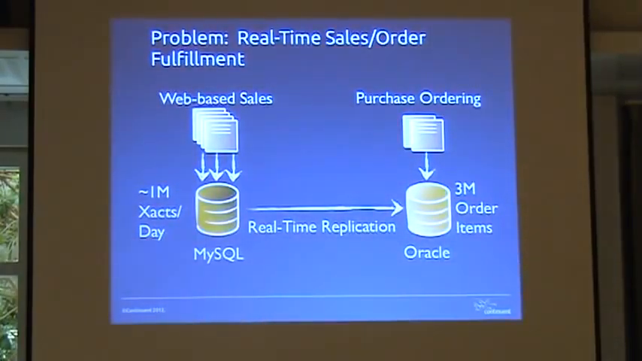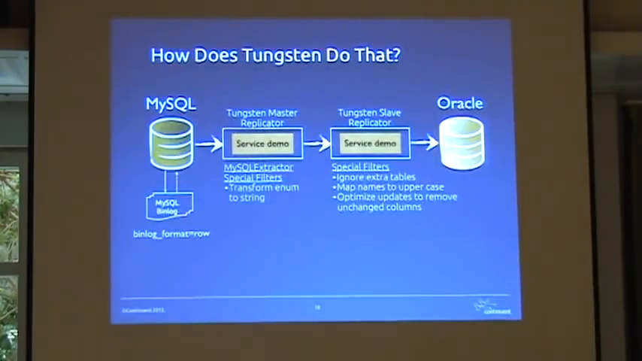And how we did that. So on the MySQL side, as mentioned, you have binary logging enabled with row-based logging. And there are two replicators, one on the master side, one on the slave side. On the master side, we have a special filter for MySQL, which transforms an enum type to string, to text.